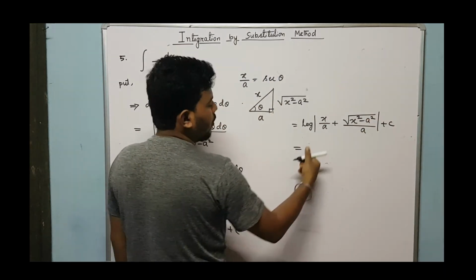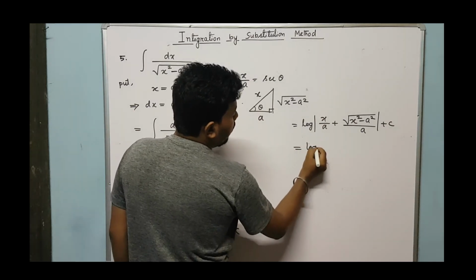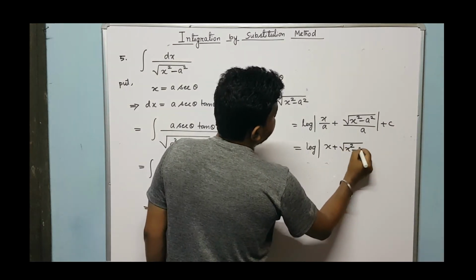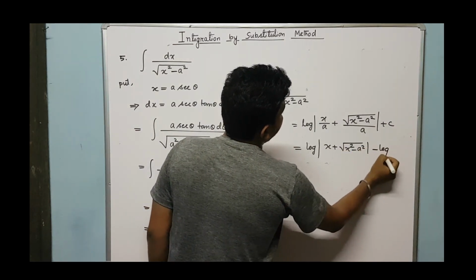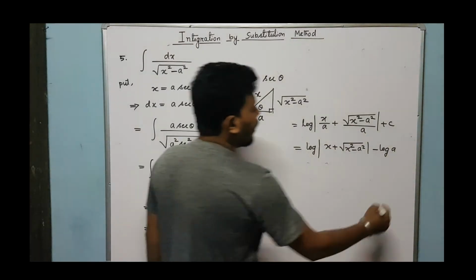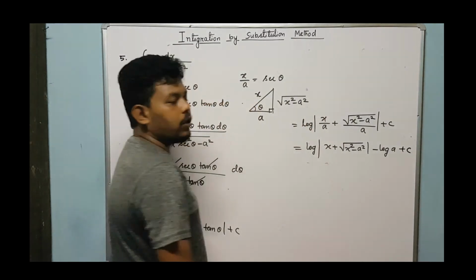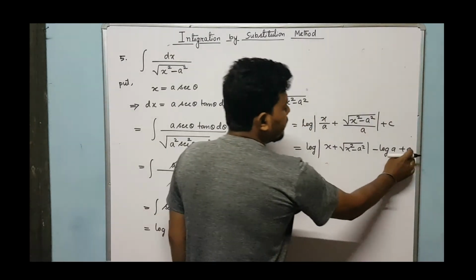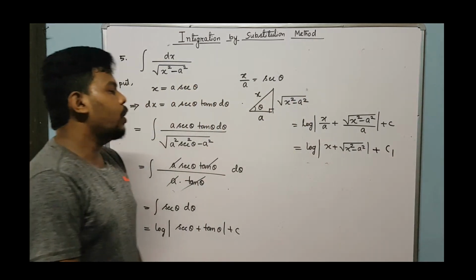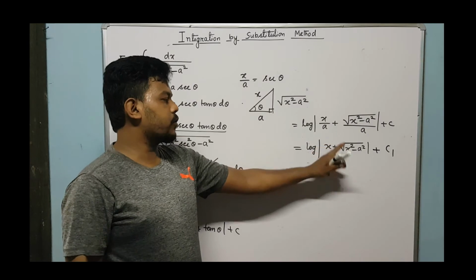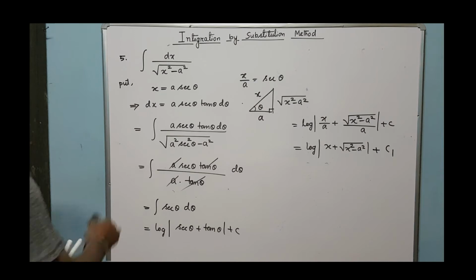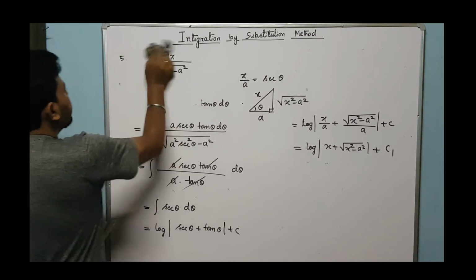Now upon integration, it is log of x plus square root of x square minus a square by a, take LCM, it is log of x plus square root of x square minus a square minus log a. See, log a is a constant in the denominator. Now minus log a plus c, this is another constant. If I assume minus log a plus c is another constant c1, the integral becomes log of mod of x plus square root of x square minus a square. This is number 5. Now it's time to solve number 6.